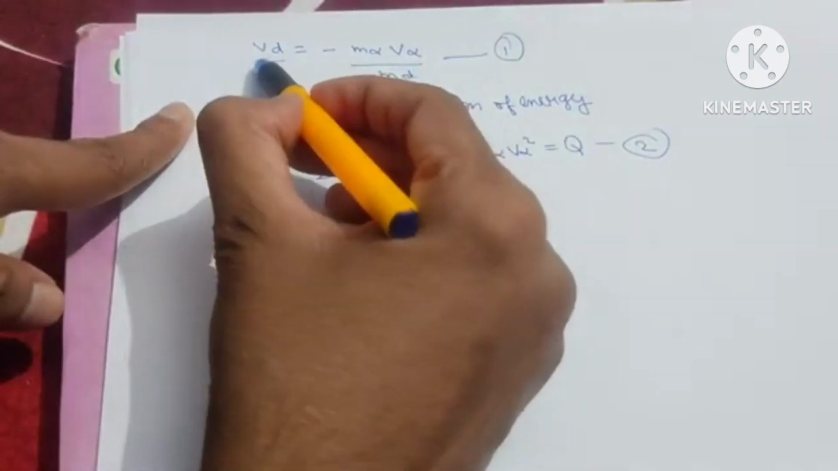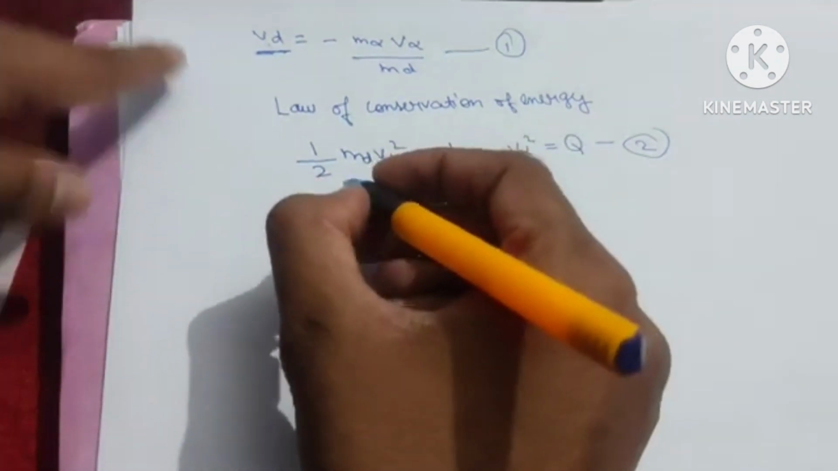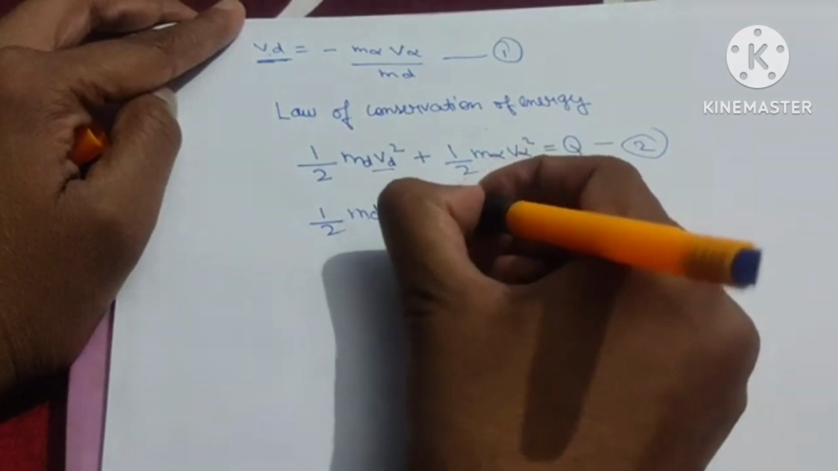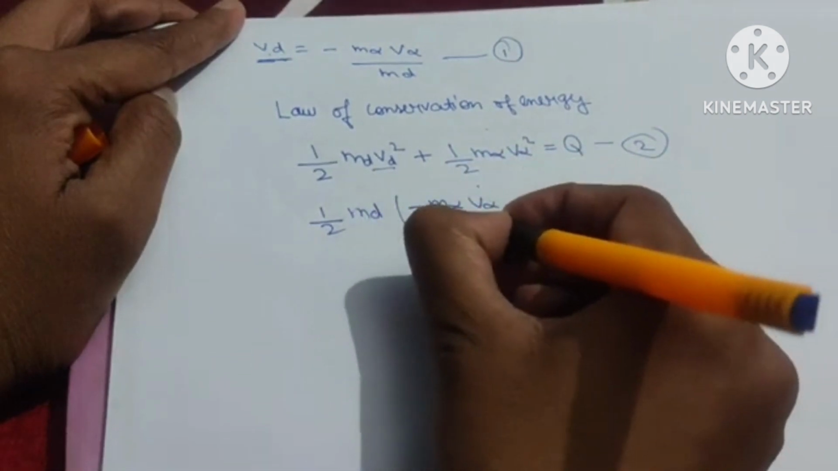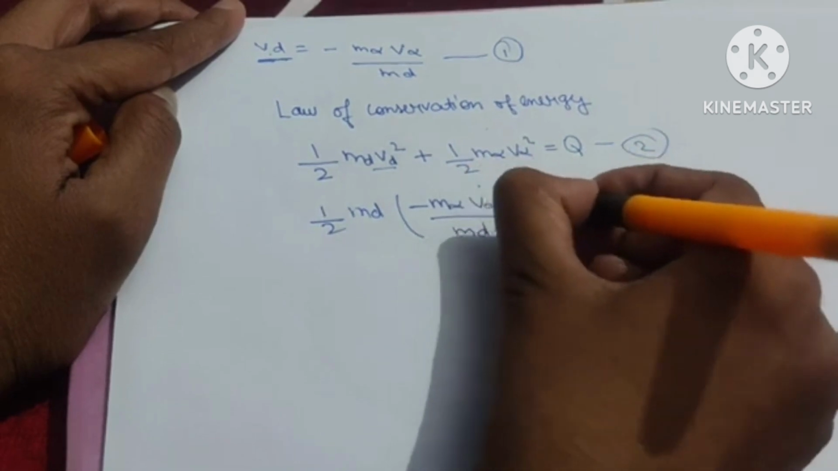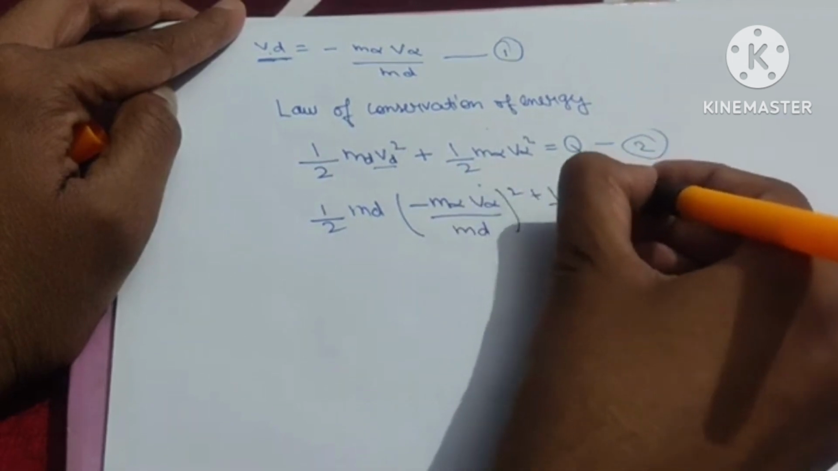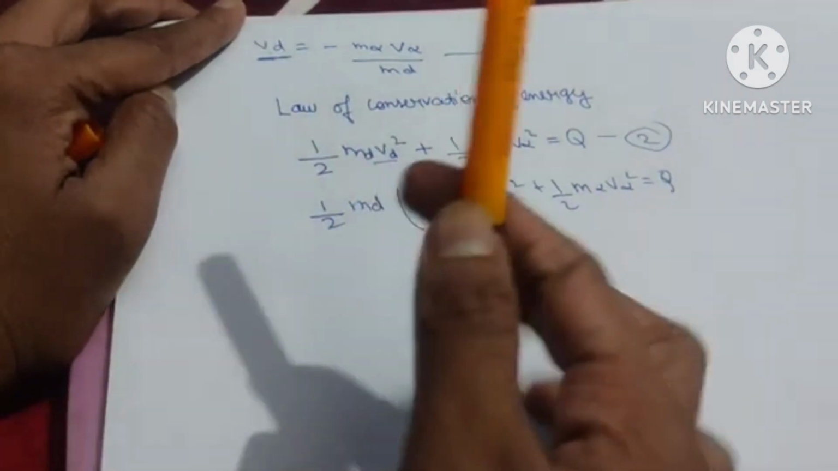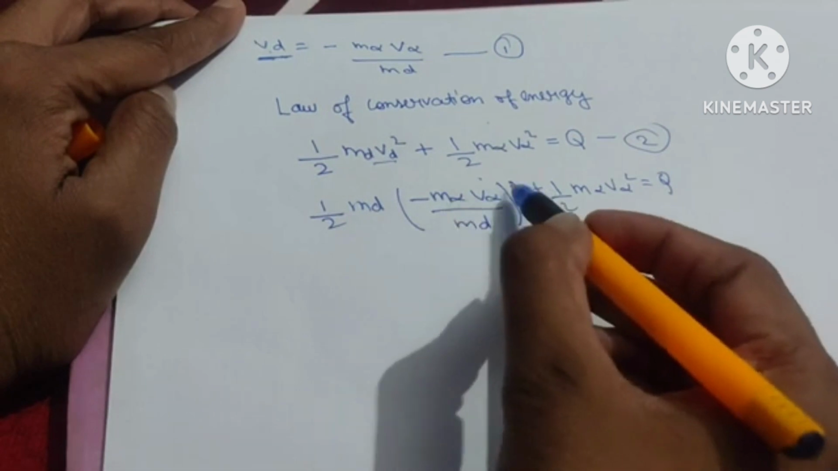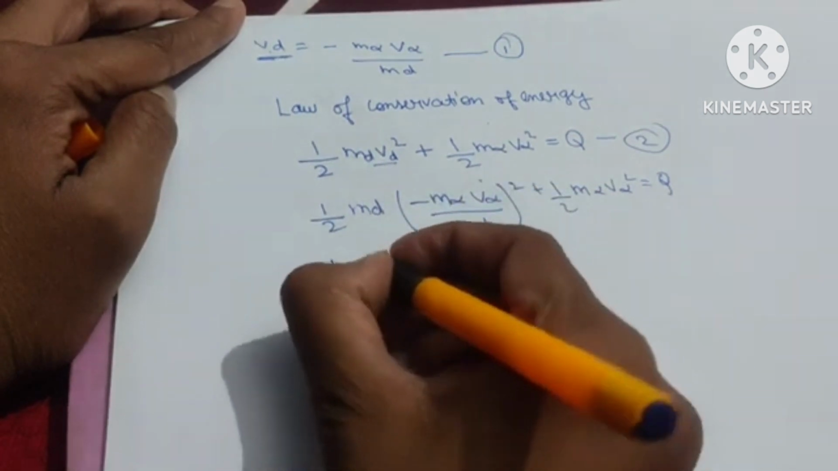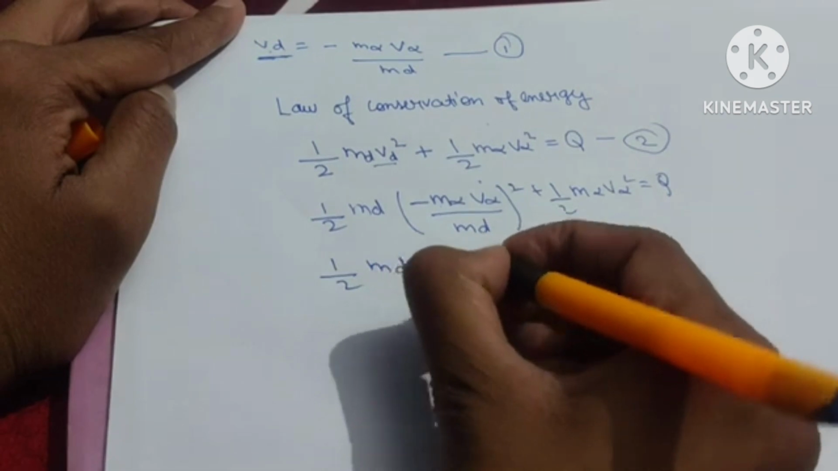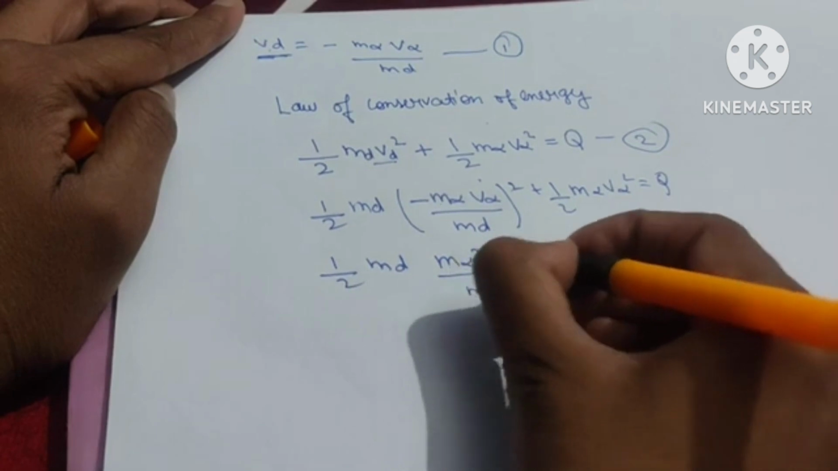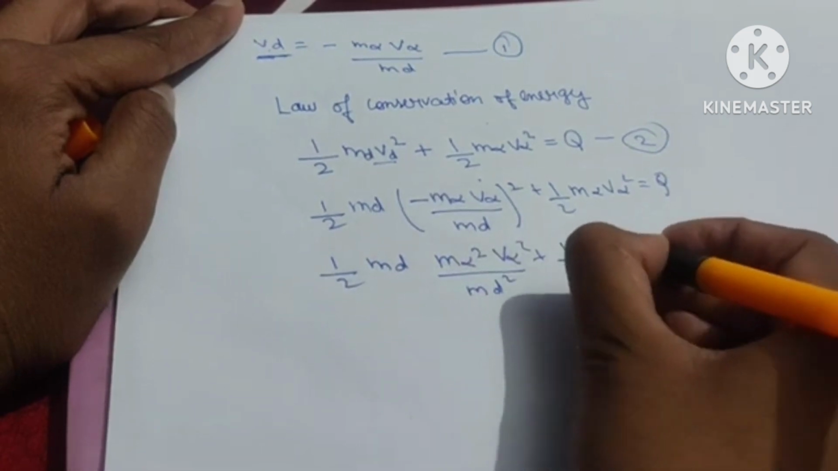We substitute the Vd here. So half md times (m alpha v alpha by md) square plus half m alpha v alpha square is equal to Q. So we have to take the square: m alpha square v alpha square by md square, and write the other term as it is.